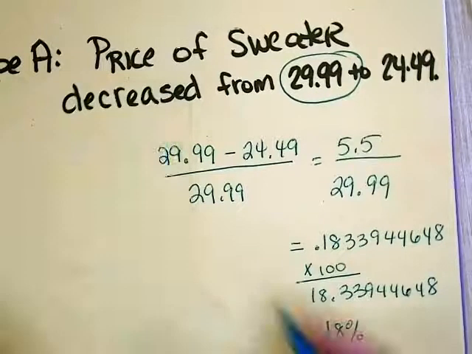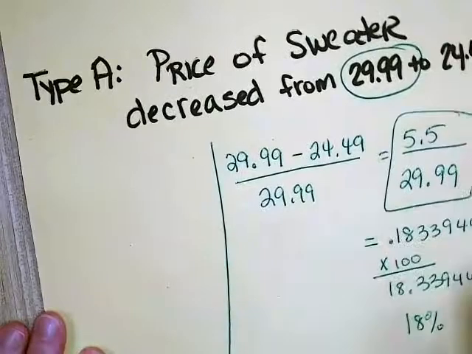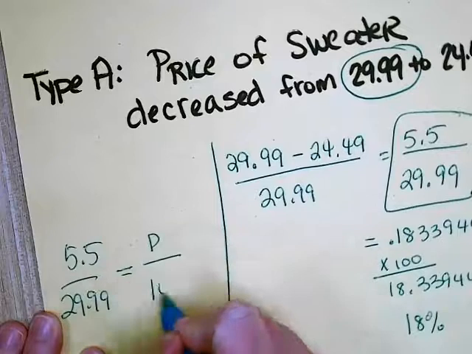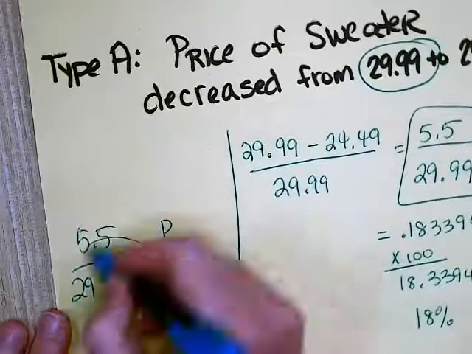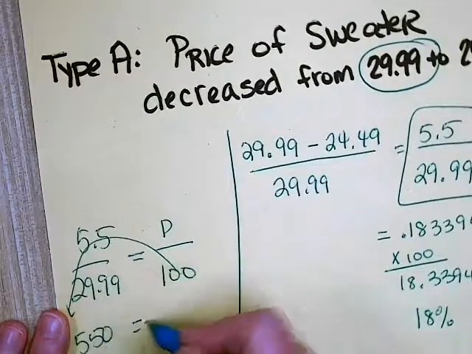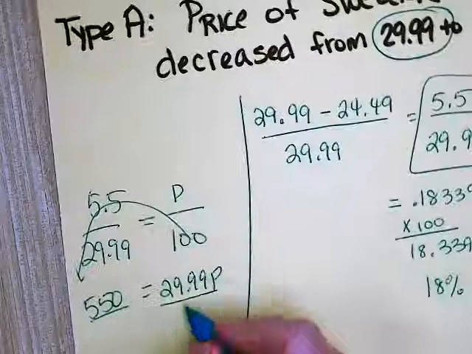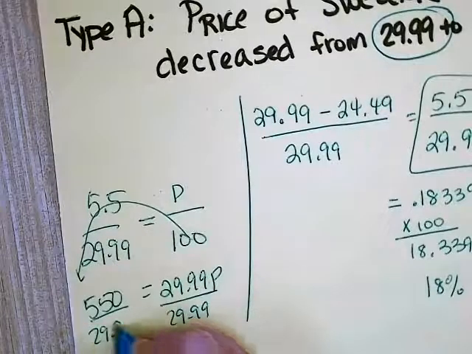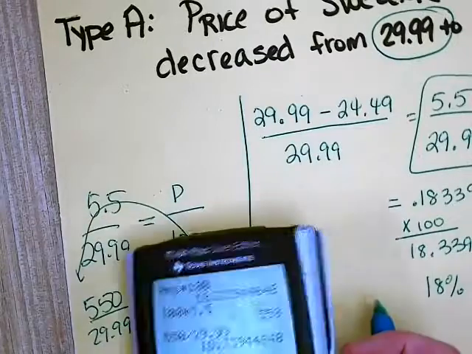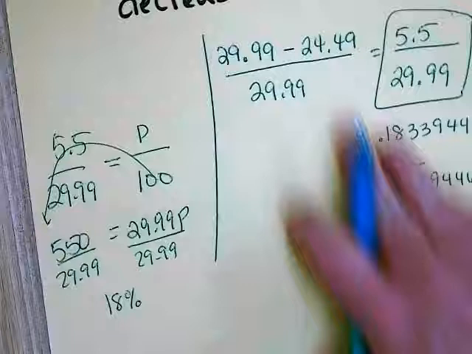Okay? That's option 1. Option 2 for working this problem is to take this 5.5 over $29.99 and set it equal to percent over 100, and then cross multiply. You get 550 equals $29.99 times the percent. So you divide by $29.99, and you get the same thing we got, 18%.